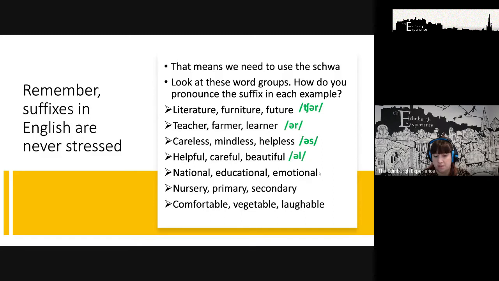These ones here, it's the same, right? National, educational, emotional. So even though we have the letter A and here we have the letter U, the sound we're producing is the same, not national, national. And then these ones here, guys, would become a schwa plus ri, right? So it's not nursery, it's nursery, primary, secondary.